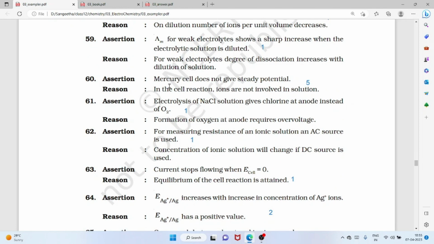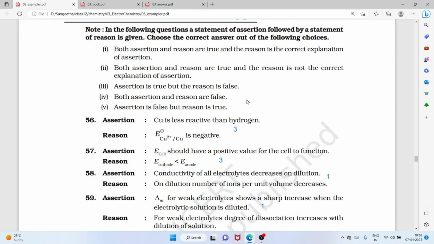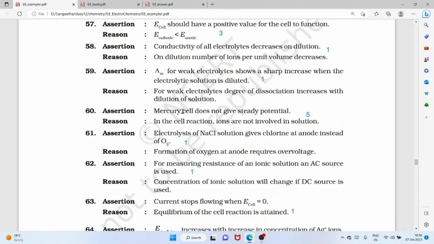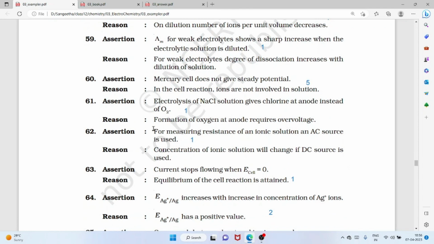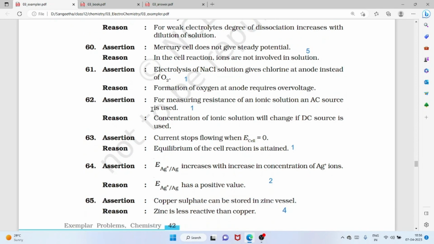Mercury cell does not give steady potential. No, this is wrong. So this is option 5. In cell reaction ions, this is C5. The assertion is false, but the reason is true. Assertion: electrolysis of NaCl solution gives chlorine at the anode instead of oxygen. This is correct. Formation of oxygen at the anode requires overvoltage, and this is correct. Both assertion and reason are correct.